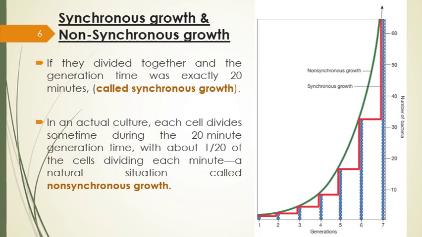You can see in the graph a growth curve for an exponentially increasing population, plotted for a synchronously dividing population shown as a red line, and for a non-synchronously dividing population shown as a green line. The blue spheres represent the number of bacteria present in each generation after beginning with a single cell.